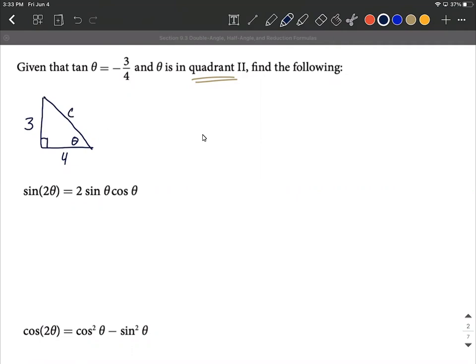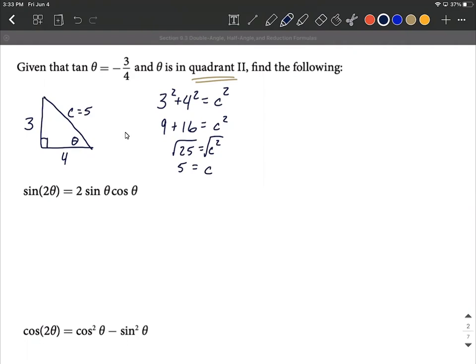I'm going to call that c for the time being and use the Pythagorean Theorem, saying 3 squared, a squared, plus 4 squared, b squared, equals c squared. With a little bit of solving, 9 plus 16 is going to equal c squared, or 25. We apply a square root to both sides, getting rid of the square, and we get c equals 5. You may recognize this as a 3, 4, 5 triangle.